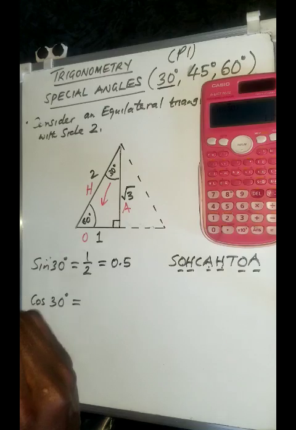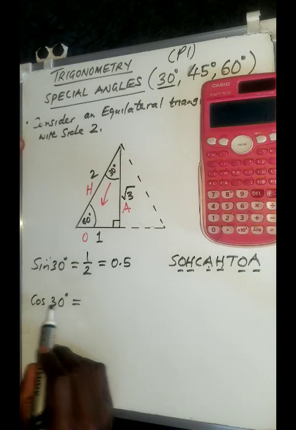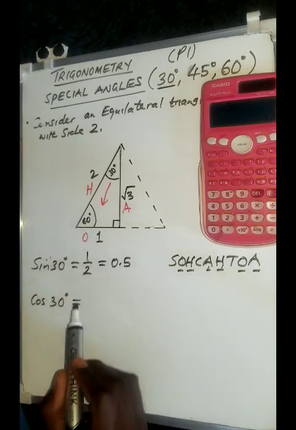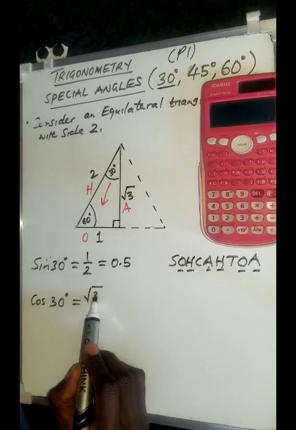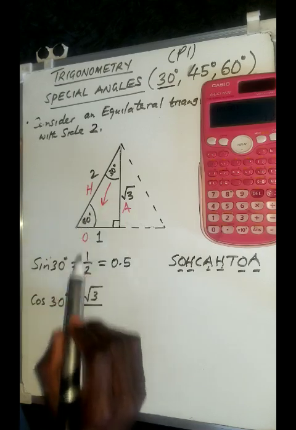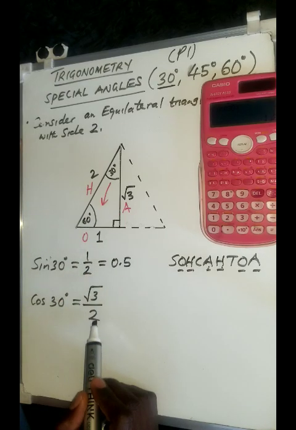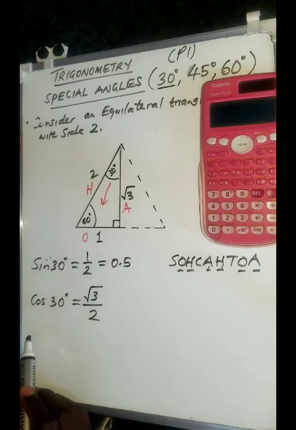Remember, that is what I meant. So this is going to be cos 30, it's adjacent. The adjacent is the root of 3 divided by the hypotenuse, which is equal to 2. So you can leave it in surd form the way it is.